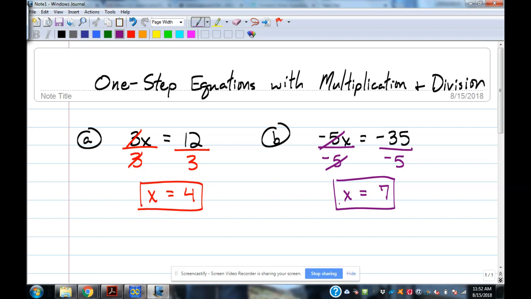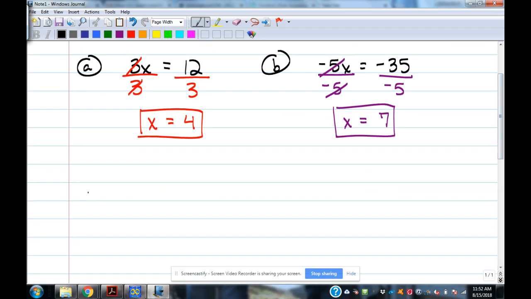And it's a positive 7 because anytime you divide and the signs are the same, the answer is positive. If you multiply and the signs are the same, the answer is positive. If the signs are different, that's when you get a negative result. Okay? Let's say we had 8v equals negative 48.